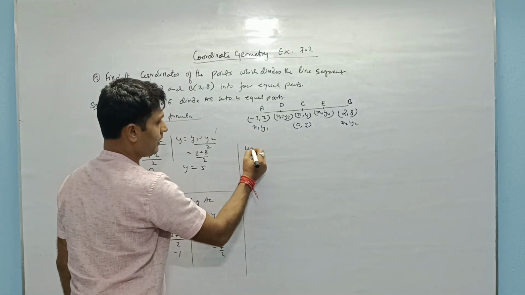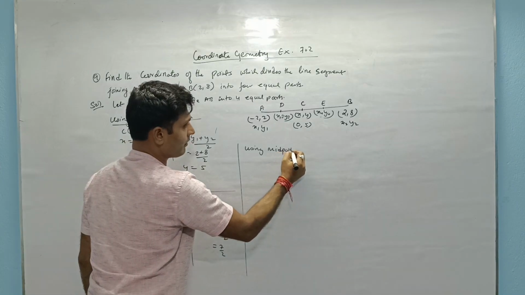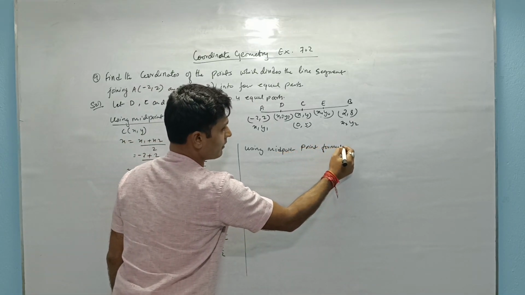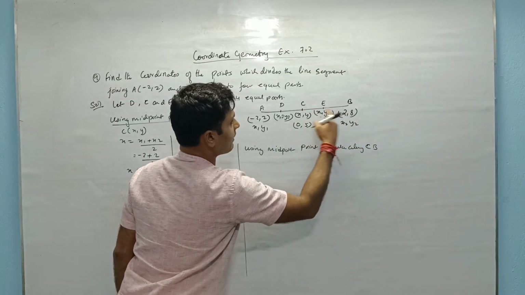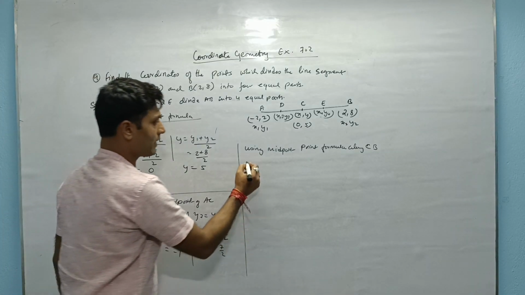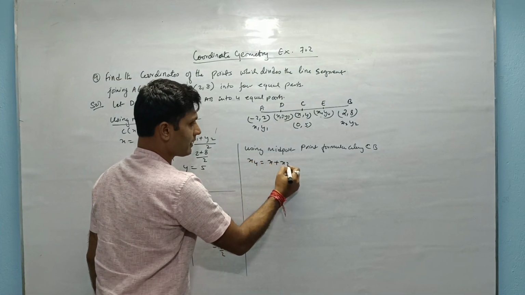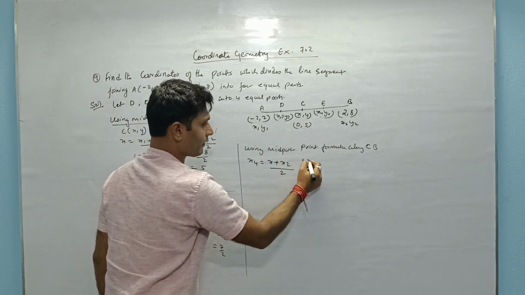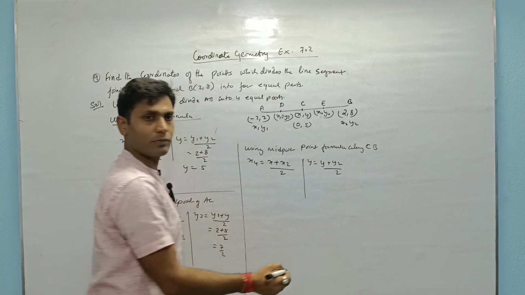Again, using the midpoint formula along CB. E is the midpoint of CB. So what can we write here? x4 is equal to what? x plus x2 divided by 2, and y is equal to y plus y2 by 2.